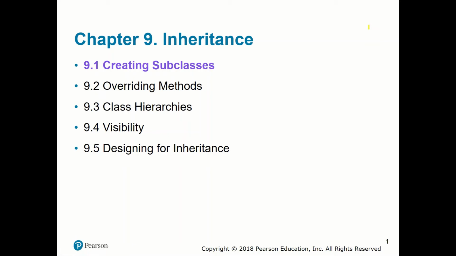Now we start chapter 9, inheritance. This is very important in object-oriented programming. So at first I will explain section 9.1, creating subclasses.